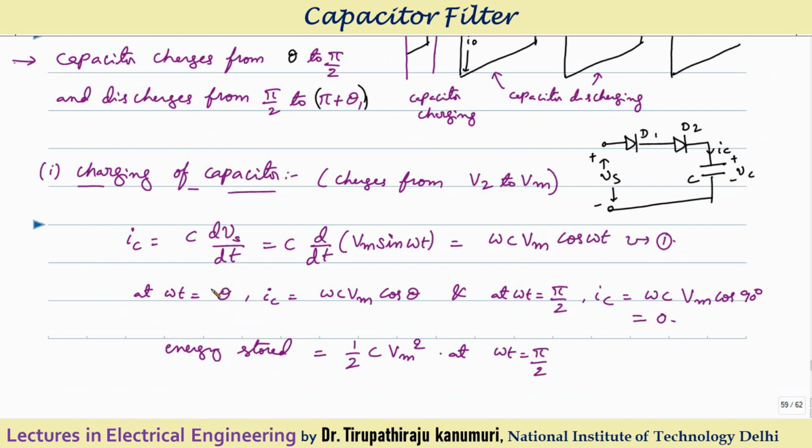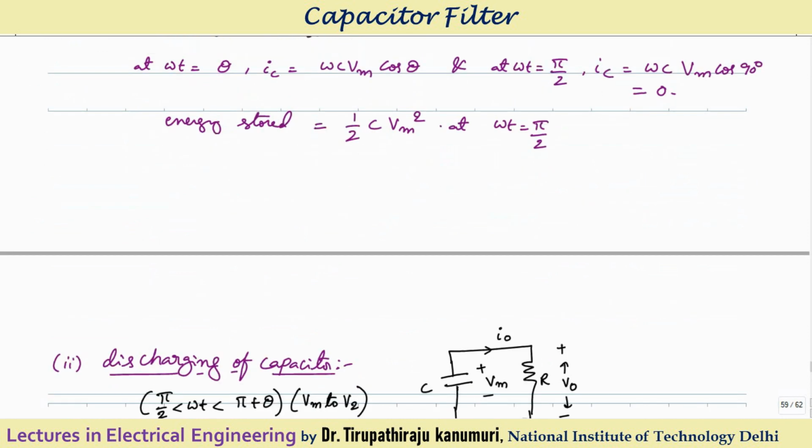In that cosine wave, from theta onwards it will start charging, and at omega t equal to pi by 2, again you calculate the value of IC. IC will be equal to omega C V maximum into cos 90. Cos 90 means it is equal to 0. That means it is fully charged. As it is fully charged, the energy stored in the capacitor will be half C into the voltage stored in the capacitor, which is charged up to V maximum. So this will be half C V maximum square at omega t equal to pi by 2. So charging is clear to you.